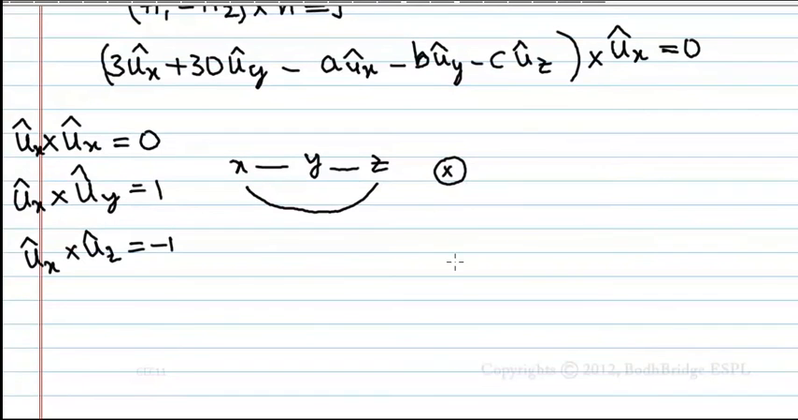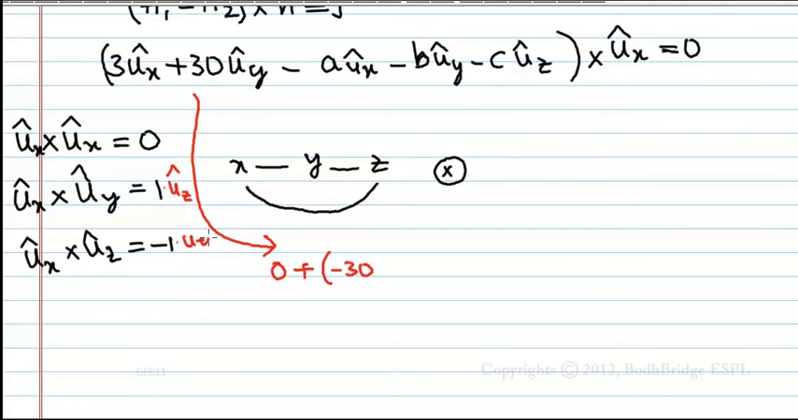Now, simplifying this equation, what do we have? 3 into ux cross ux is 0. Plus uy cross ux is how much? It is coming in this direction. Therefore, minus 30, times how much? Ux cross uy is 1 times uz. X into y is z. And ux cross uz is minus 1 times uy.